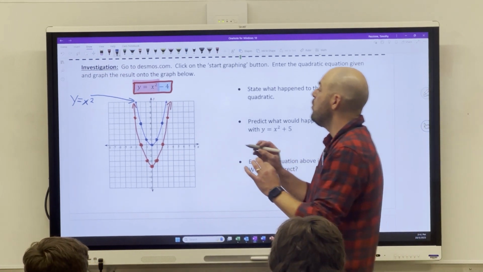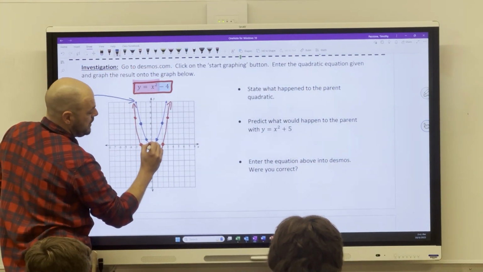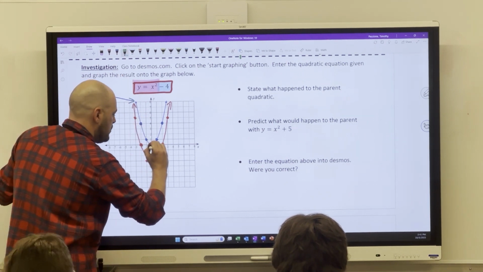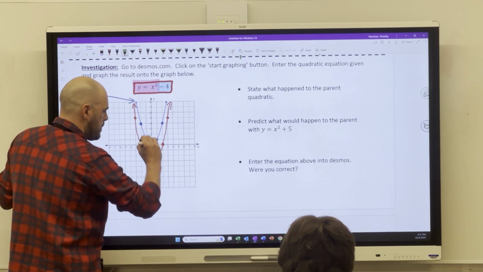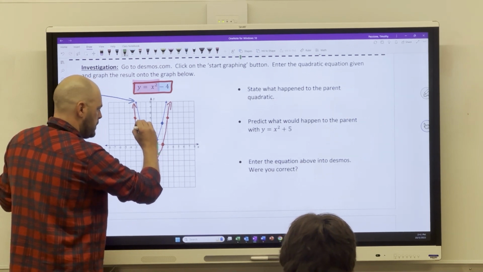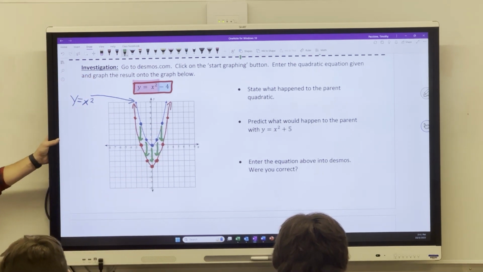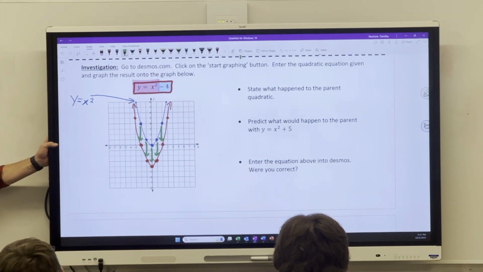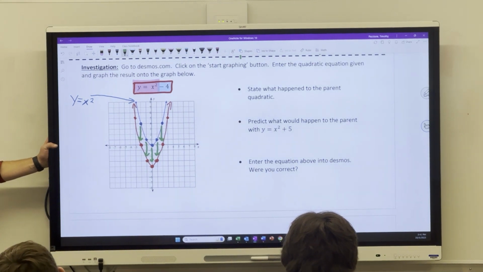So what happened was every one of these key points, right, moved down 4. Every point moved down 4, right? This is called a transformation. It's when a function shifts, right? Or does other things. So we're just talking about shifts today.